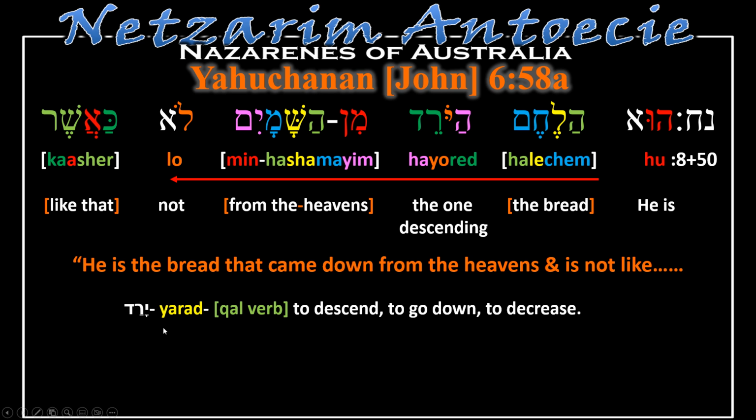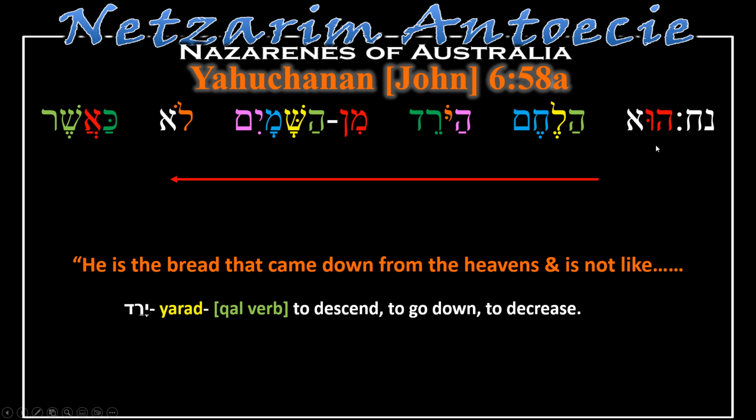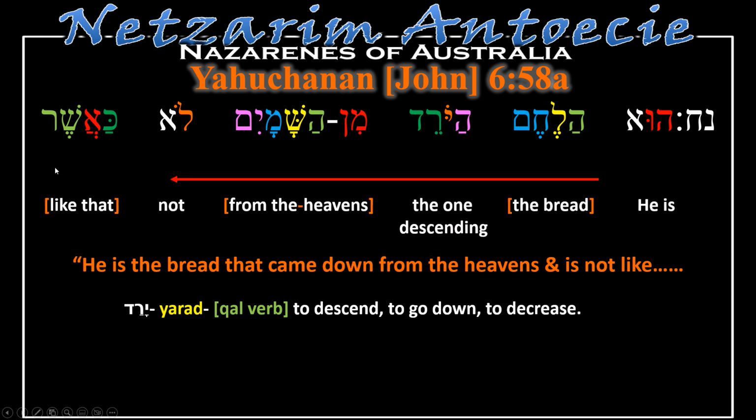And I've given you the root where we've got the one descending. It comes from yarad. It's a Qal verb, to descend, to go down, to decrease. So we read it. Hu ha-lechem ha-yored min ha-shamayim lo ka'asher. He is the bread, the one descending from the heavens, not like that.